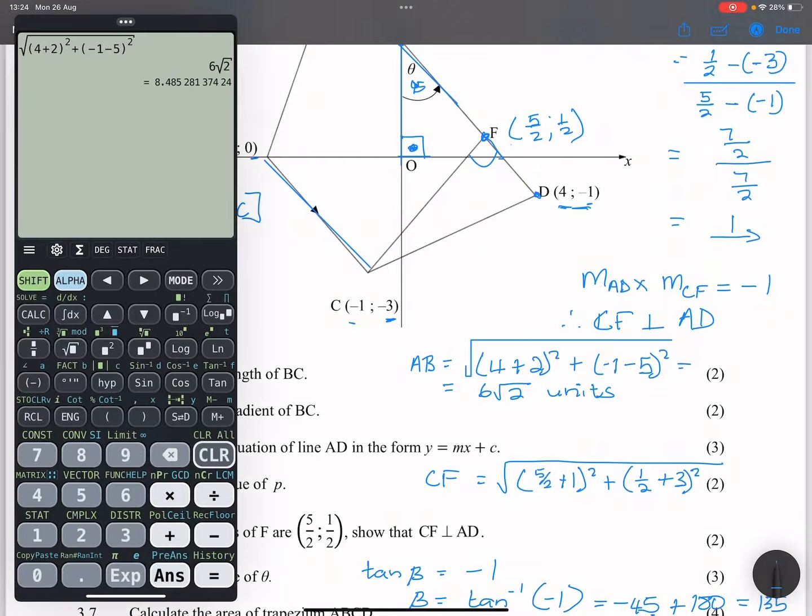So we're going to say, right, so let's do that. So that's 5/2 plus 1 squared plus 1/2. You add that to 3 squared. Right, ladies and gents, we've got 7 root 2 over 2. So this is going to be 7 root 2 over 2 units.